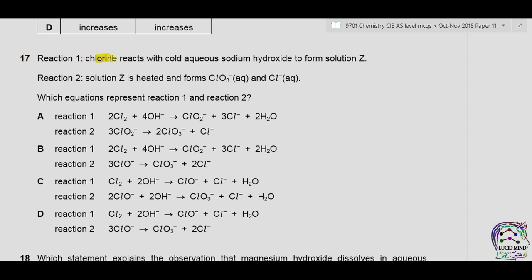Question 17. Reaction 1. Chlorine reacts with cold aqueous sodium hydroxide to form solution Z. Reaction 2. Solution Z is heated to form ClO3 negative and Cl negative aqueous. Which equations represent reaction 1 and reaction 2? Let's write reaction 1. We have chlorine. It reacts with aqueous sodium hydroxide to form products. As it is cold aqueous sodium hydroxide, so the product formed is sodium chloride, sodium chlorate, which is NaClO, and water.